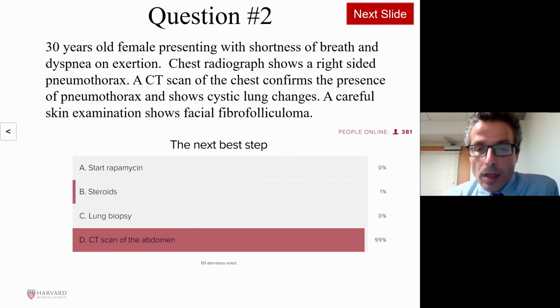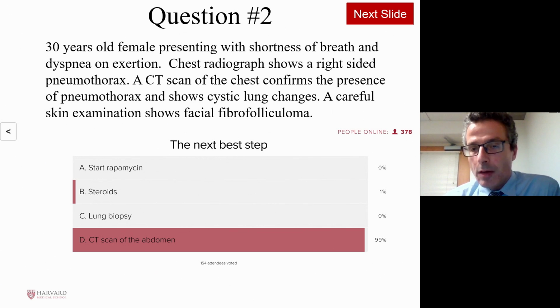All right, so this again is a young female, which obviously is there to throw you for a loop. Women can still get other cystic lung diseases. And in this particular patient, the presence of the facial fibrofolliculoma is diagnostic of Birt-Hogg-Dubé syndrome. And in Birt-Hogg-Dubé, rapamycin is not indicated. Steroids are not indicated either.